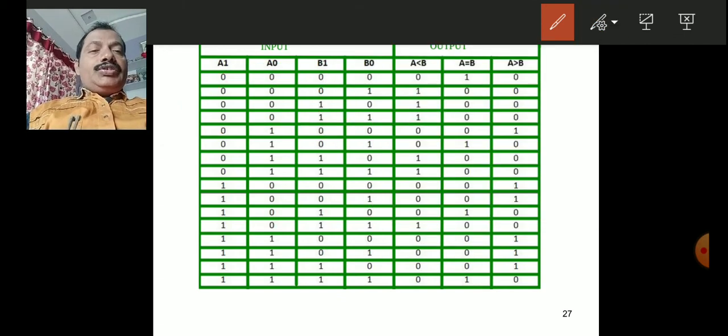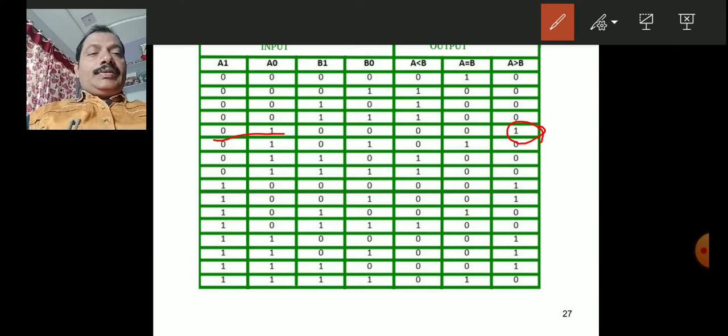Here, A is 0 1, B is 0 0. So A is greater, hence A greater than B is true. All other 2 outputs are zeros. Next combination, A is 0 1, B is also 0 1. Both are equal, hence A equals B. Okay, these 2 are over.